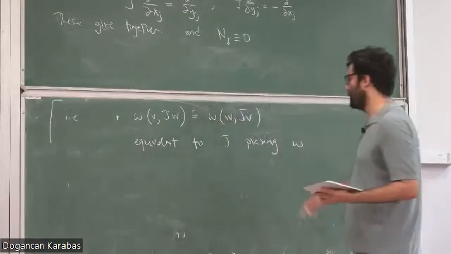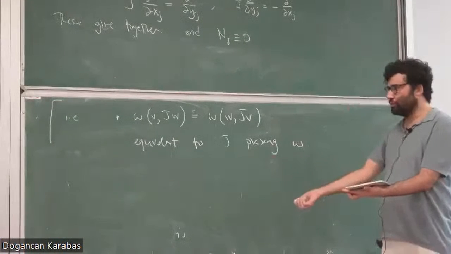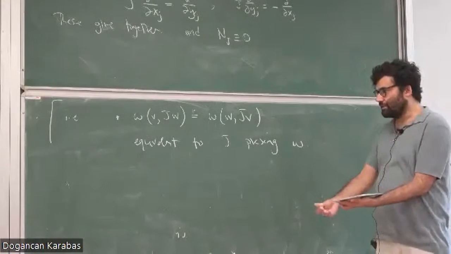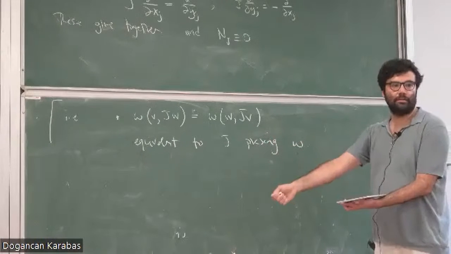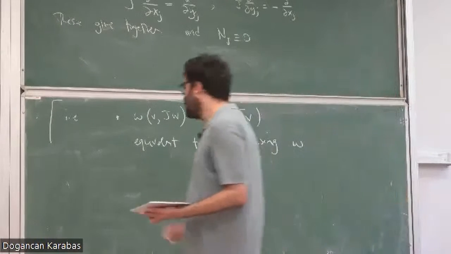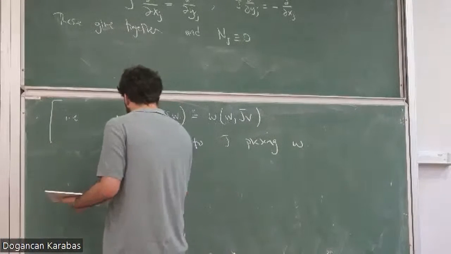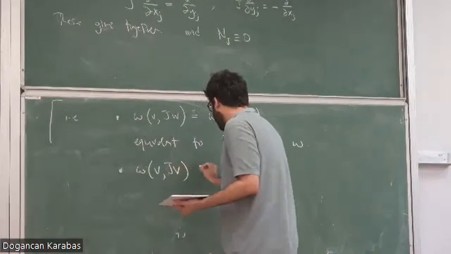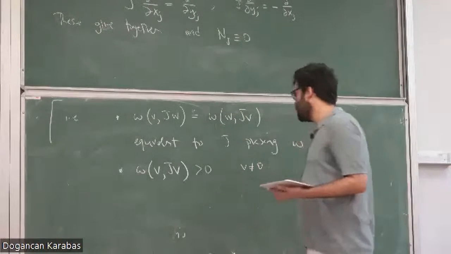omega. Okay, so this condition is equivalent to: you input two vectors into the symplectic form, you get out a number, and then you're supposed to get the same number if you apply the symplectic form after applying J to both of the vectors. Okay, so that's one condition. And the other condition is that omega(V, JV) is supposed to be positive for every non-zero vector.